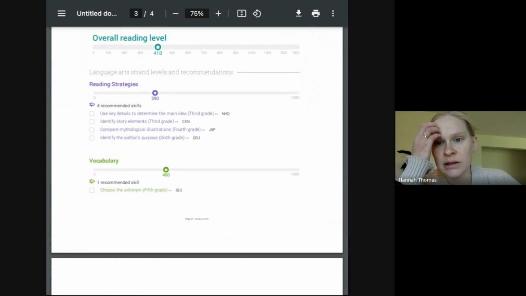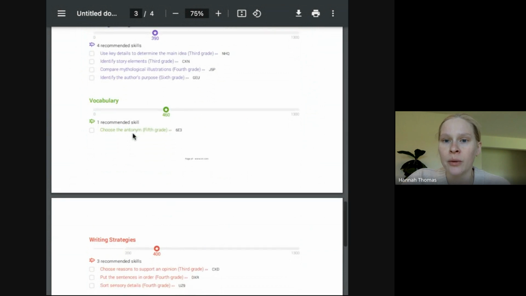And so we can see here reading strategies tested 390, gives 4 recommended skills, a couple from 3rd grade, then moving on to 4th grade and 6th grade. So you would want to start by mastering these 3rd grade skills first, then moving on to the 4th grade skill. And if you are doing some higher order thinking or really wanting to challenge your child, then you can move on to the 6th grade skill as well.